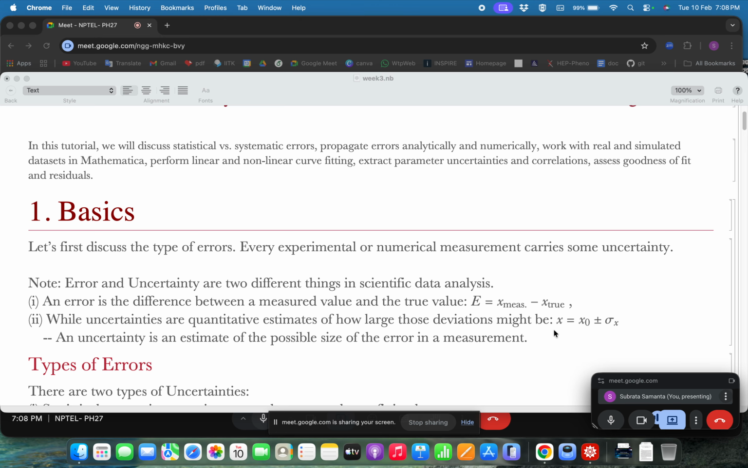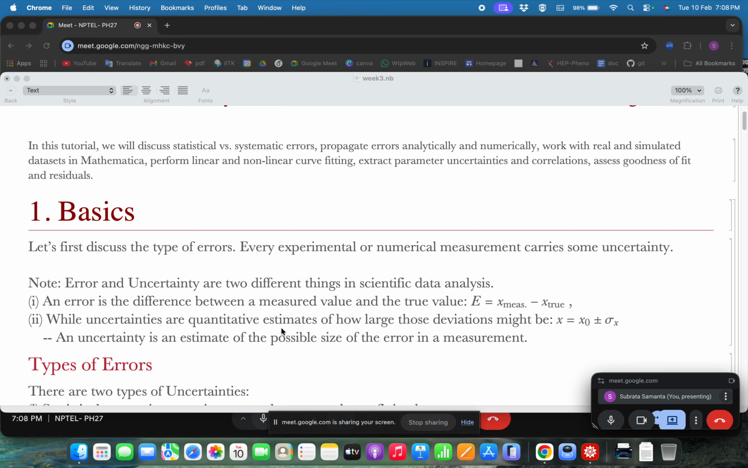So let's say I have x. So this is the measured value and x naught is my true value, and then we are basically within plus minus sigma x. So this is the uncertainty. So your measured value, let's say your true value is within 1 sigma or 2 sigma, within some uncertainties. Right. So an uncertainty is an estimate of the possible size of the error in a measurement, right. So the uncertainty is the thing we are always talking about. So when we are talking about error, we mean the uncertainty.